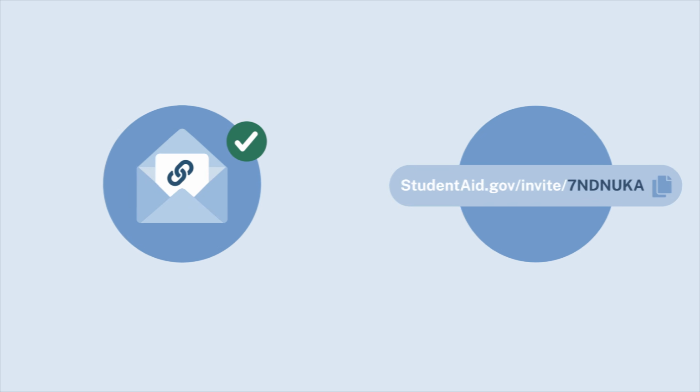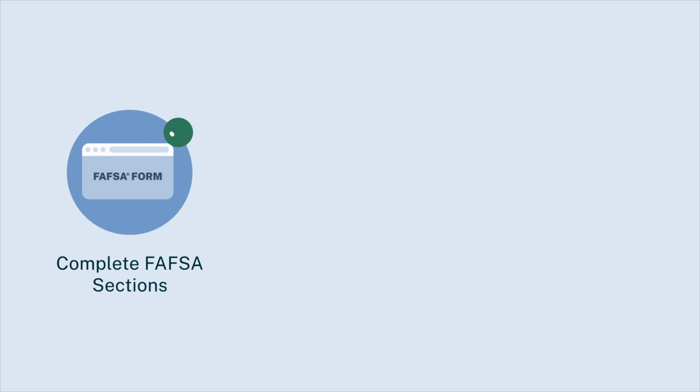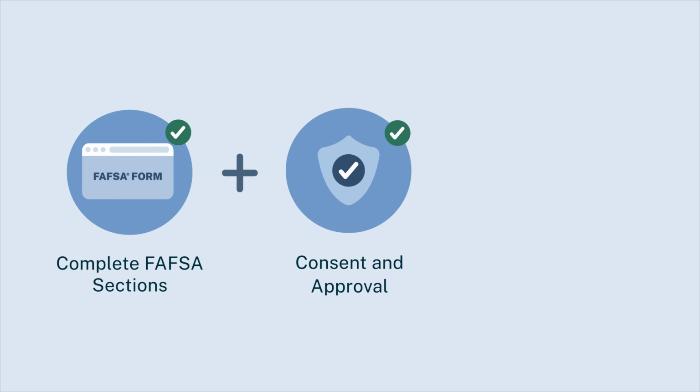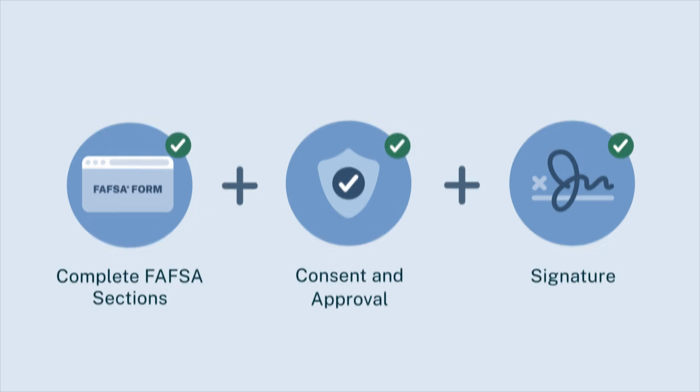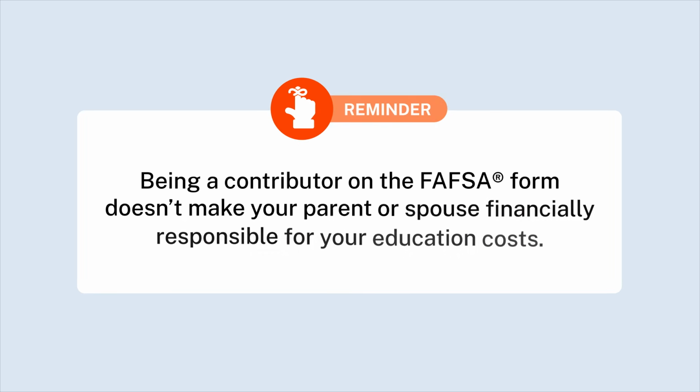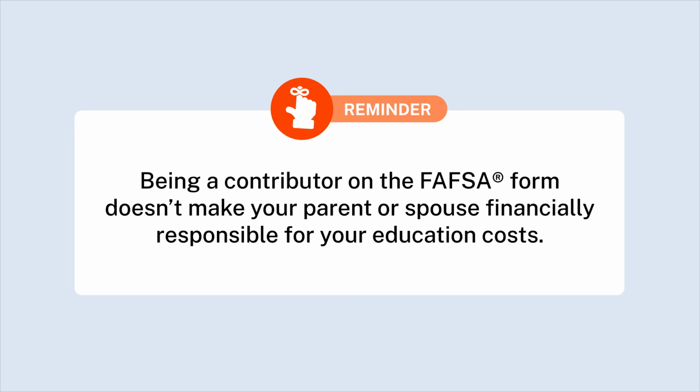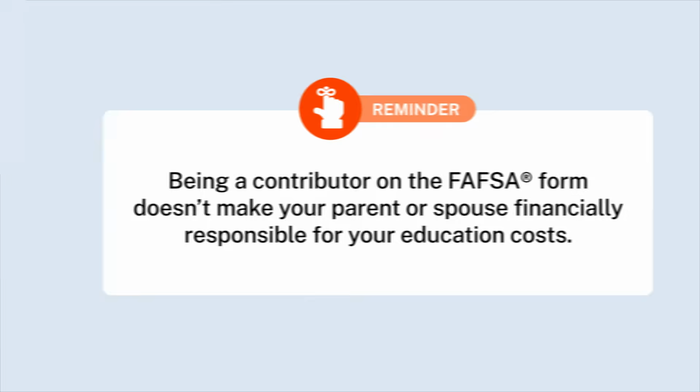through text or email. All contributors must complete their required sections of the form, provide consent and approval for the transfer of federal tax information, and sign your FAFSA form. Until they do, your form won't be considered complete, and you'll be ineligible for federal student aid. Remember, being a contributor on your FAFSA form doesn't make your parent or spouse financially responsible for your education costs.